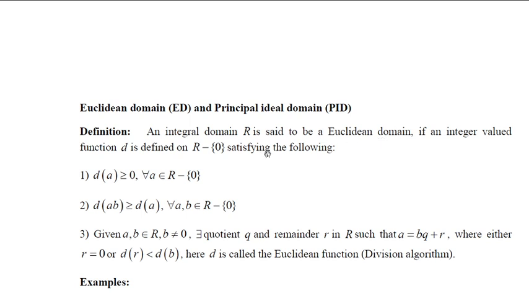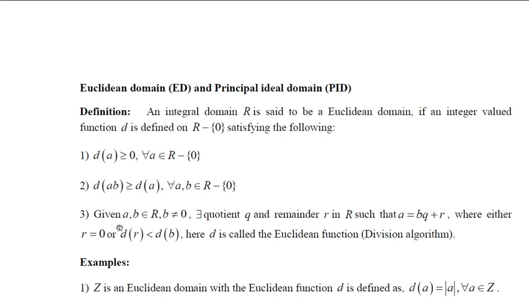An integral domain is said to be a Euclidean domain if there is an integer valued function d defined on the non-zero values of R satisfying these conditions. The d value of any element of R minus 0 will always be non-negative, and the d value of AB is greater than or equal to the d value of A for any non-zero elements of R. And the third condition, it satisfies the division algorithm.